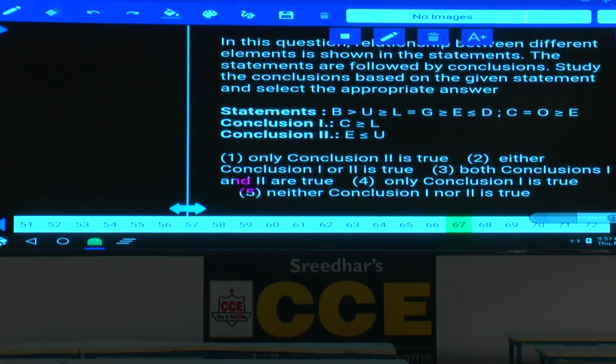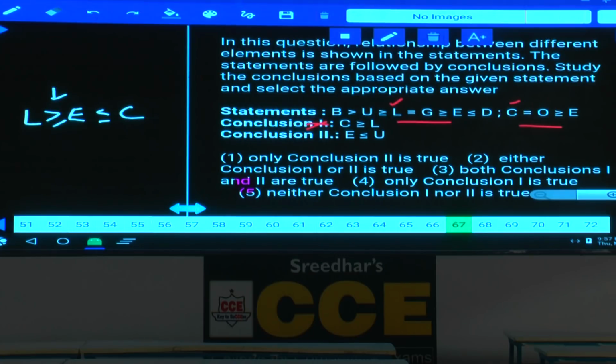Then 67, C and U, C and L. L is here and C is here. The letter which is common between these two is E. L greater than or equals to E from the first statement, and next one C greater than or equals to E. That means E lesser than or equals to C. Now the relation between L and C cannot be drawn because these two are opposite symbols. Hence first conclusion cannot be drawn.